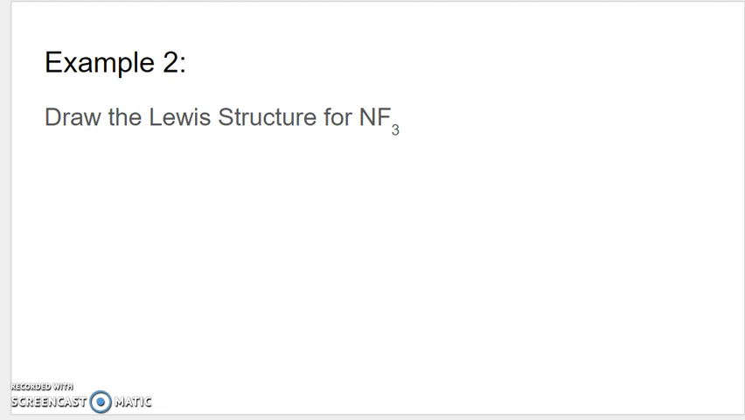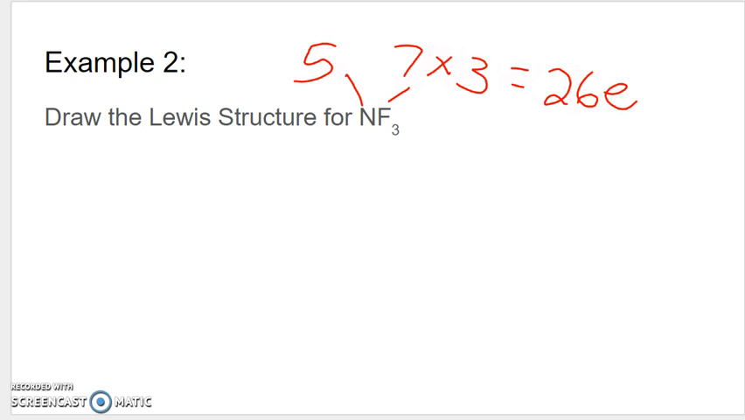Okay, next example, number 2 here. We're going to draw the Lewis structure for NF3. So first thing you do is look up on the periodic table the number of valence electrons. N has 5. Each F has 7, so that would be 7 times 3. So you're working with a total of 26 electrons for this one.